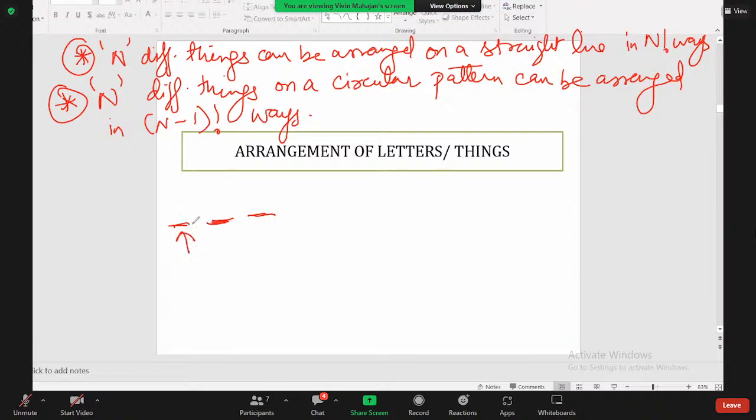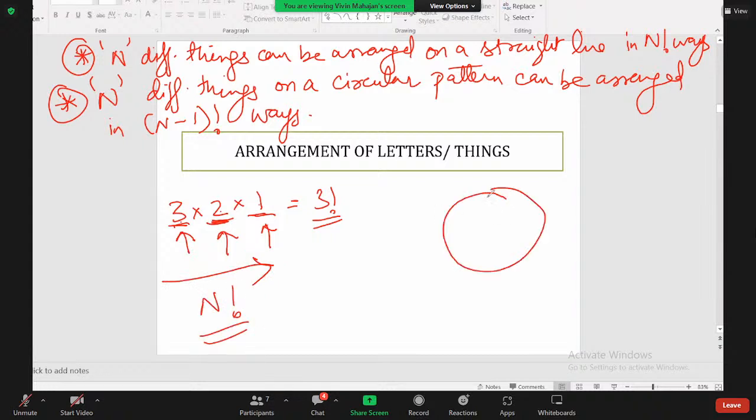So at the first position, I can place any of the 3 students. Now 1 is sitting on this chair. So at the second position, I'll be placing any of the leftover 2. And at the third position, I'll be placing the leftover 1. I need to fill the first position and the second position and the third position. So the product 3 × 2 × 1 will relate to the idea of 3 factorial. There were 3 things to be arranged on a straight line in 3 factorial ways. So simply n different things will always be arranged on a straight line in n factorial ways.